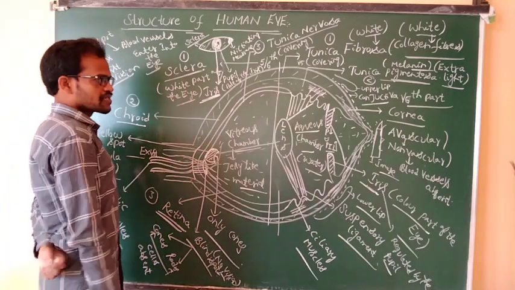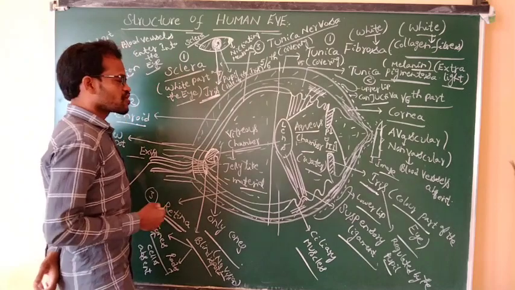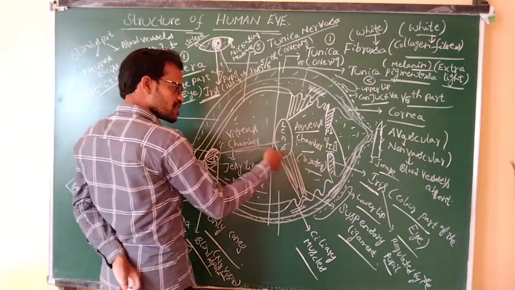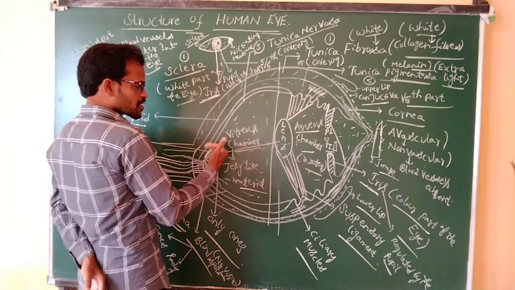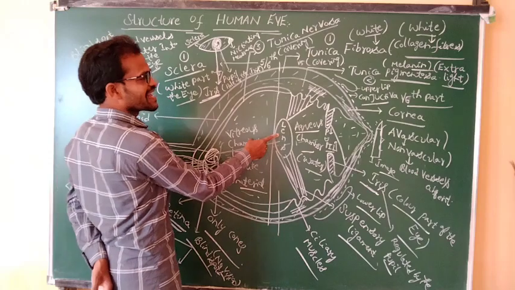The eye consists of two types of chambers. The first is the anterior chamber, the aqueous chamber. The second is the posterior chamber, the vitreous chamber. Aqueous means it consists of watery liquid. The vitreous chamber consists of jelly-like material. This indicates the lens.